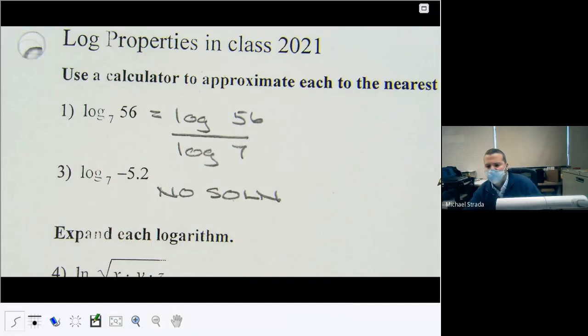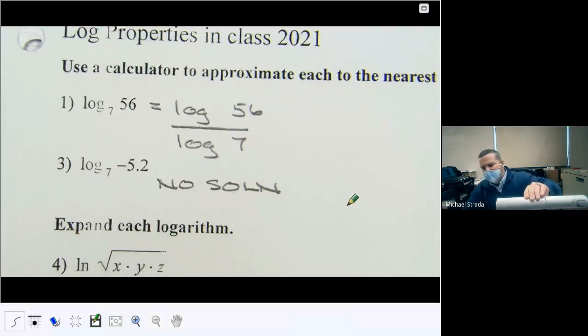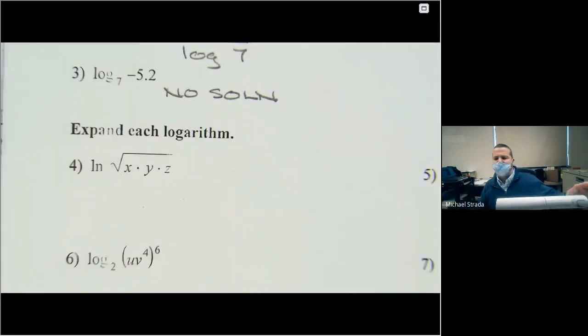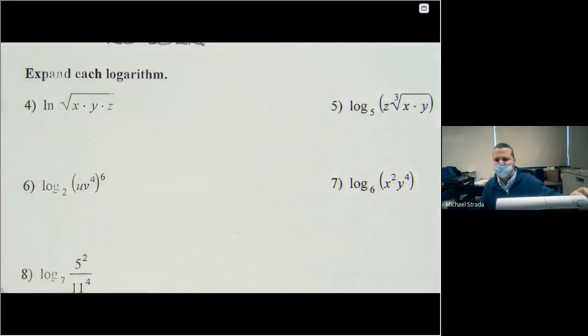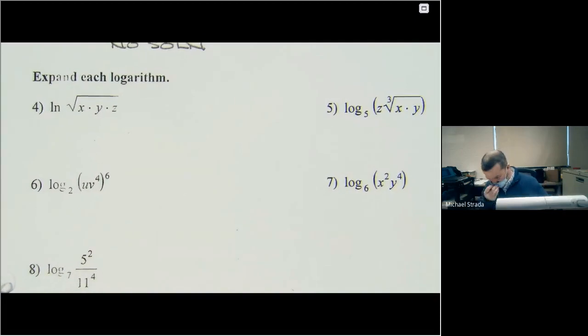Okay. Now, expanding logarithms. We are going to use properties of logarithms and write them out in a bigger fashion. This will help us later on when dealing with equations.